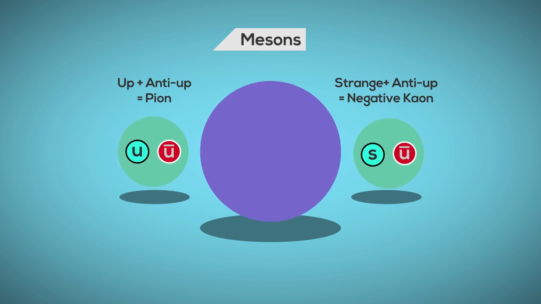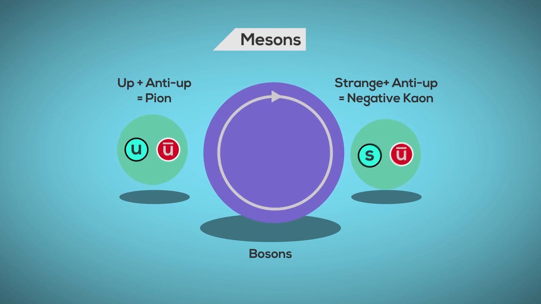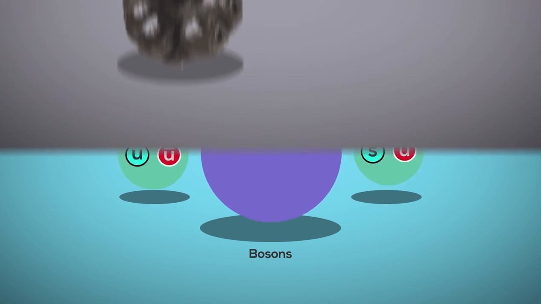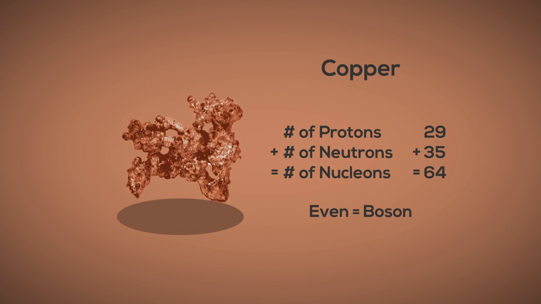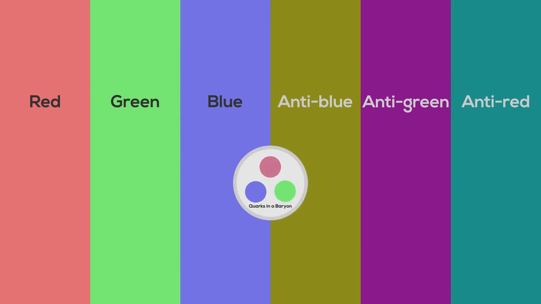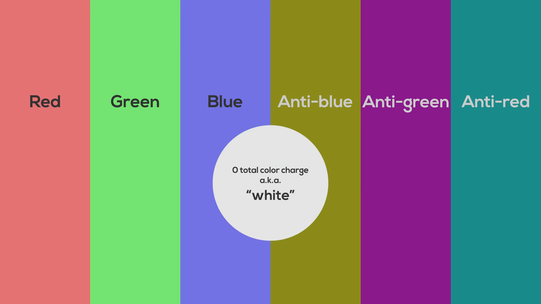Pions and negative kaons are examples of mesons. They are unstable and have integer spin, so they are considered as bosons. According to the same principle, atoms with odd number of nucleons have half spin, and they are therefore fermions. Atoms with even number of nucleons have integer spin, and they are therefore bosons. Like gluons, quarks also possess color charge. Now, since gluons conserve and cancel out the color charges in other quarks, all hadrons have 0 total color charge.